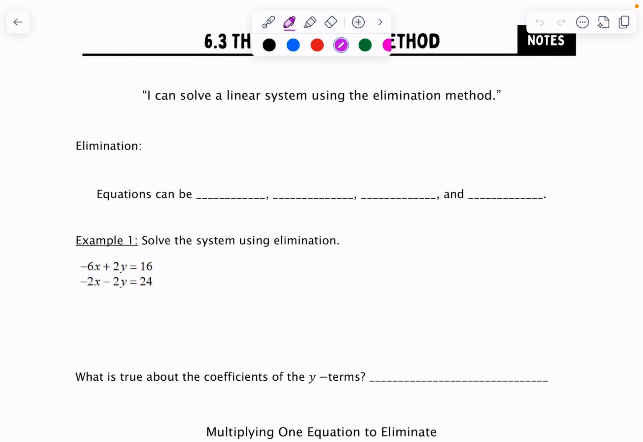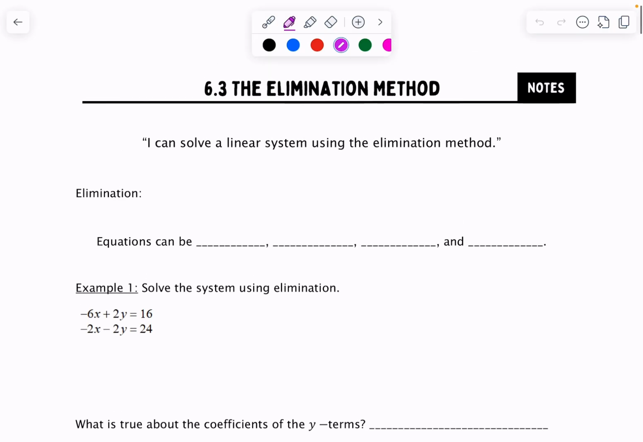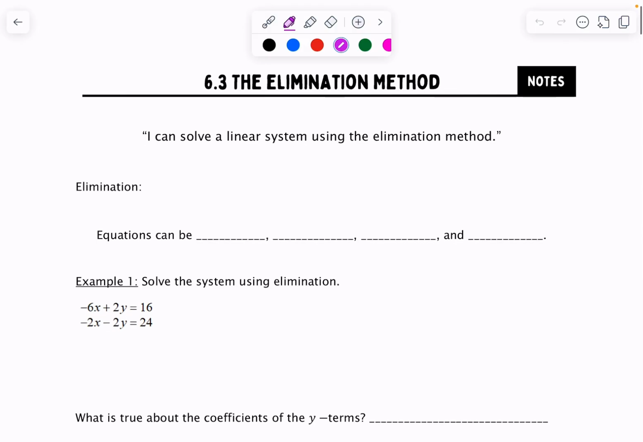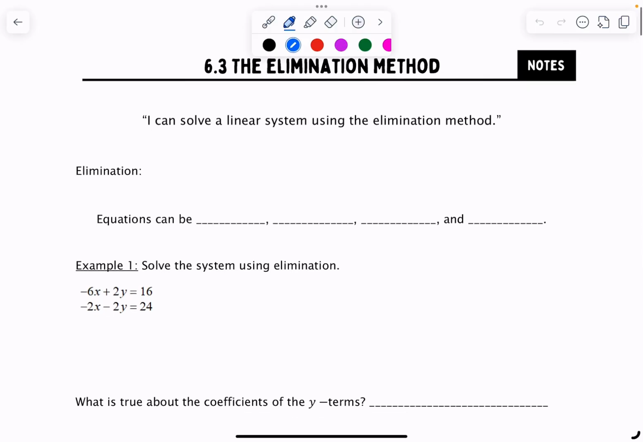Welcome back. In today's lesson, we're going to learn the third and last method we use to solve systems of equations. This is called the elimination method. So what is elimination? Elimination is the act of removing something. So that's what we're going to focus on this lesson: how do we remove something, specifically variables? How do we eliminate variables from our problems?